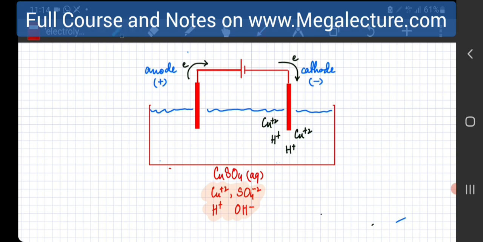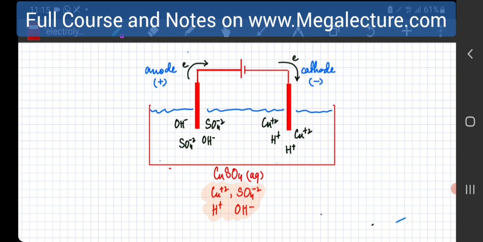Vice versa, your positive anode over here will attract all the negative ions that are part of the solution. So the negative ions in our case are going to be OH- and SO4 2-. So lots of OH- and SO4 2- ions that would be negative ions attracted to the positive anode.